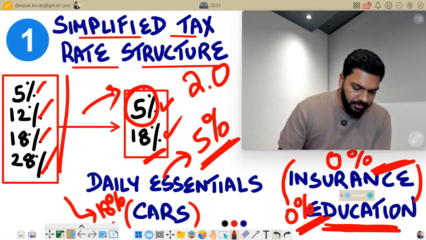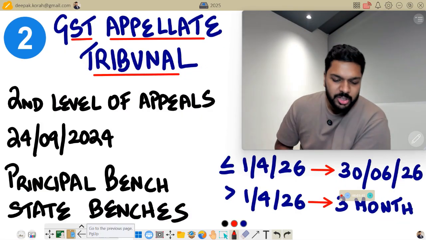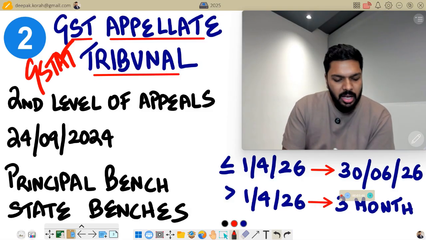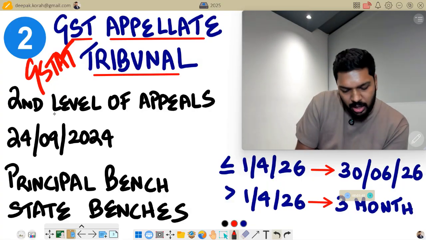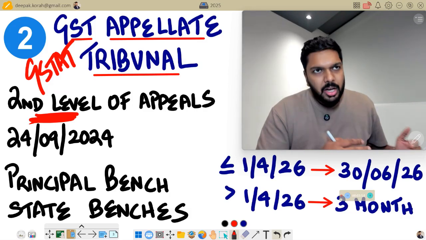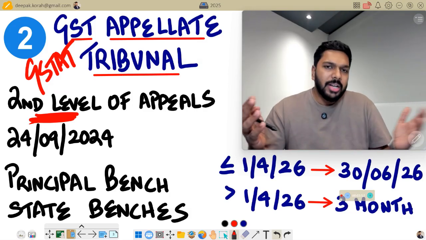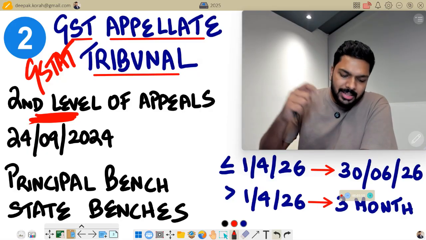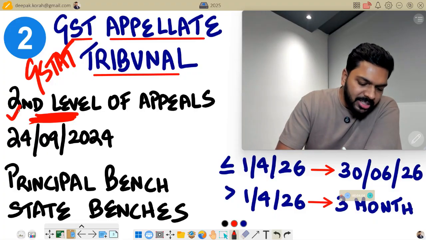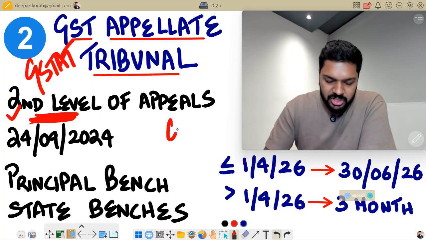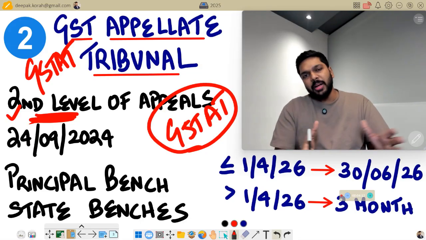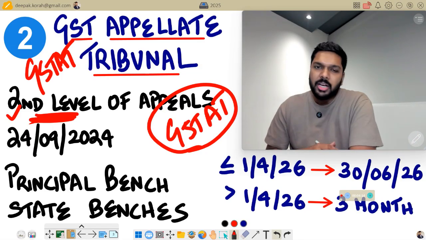The second change is the constitution of the GST Appellate Tribunal, or GSTAT. Like I mentioned before, this was supposed to be the second layer of appeals, and now a second layer has been inserted wherein the taxpayer, after the first layer, need not go directly to the High Court and file a writ petition and take a lot of time for the High Court to hear the case. Instead, you could file your appeal before the GST Appellate Tribunal within 3 months of the order passed by the first layer, and then they will hear your case.